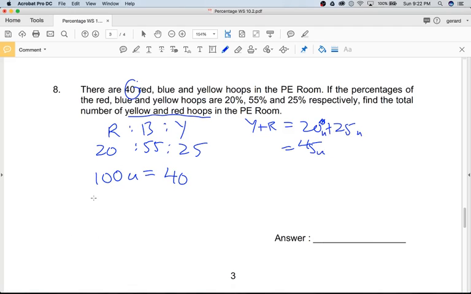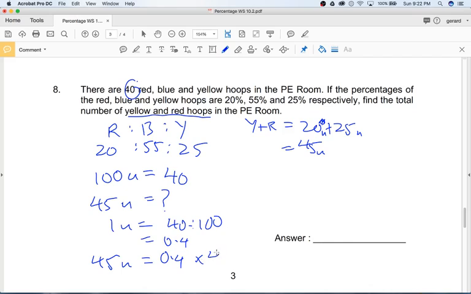So here you want to find what 45 units is. You've got to find what 1 unit is first. 40 divided by 100 is 0.4. So 45 units equals 0.4 times 45, which will be, let me press my calculator, 18. Answer.